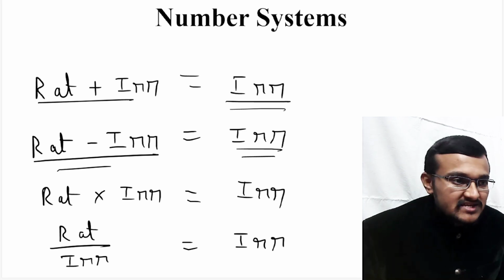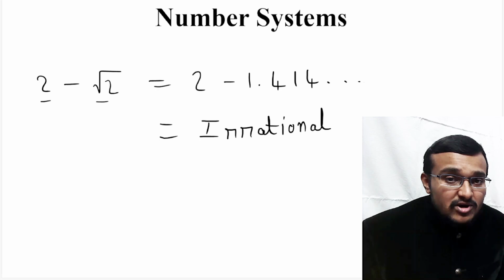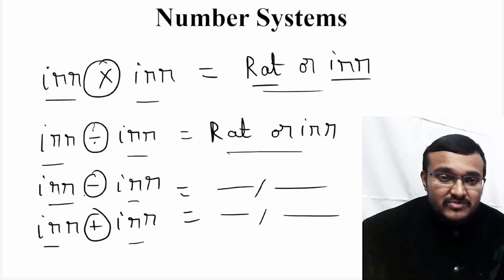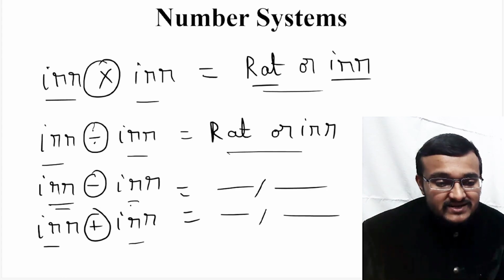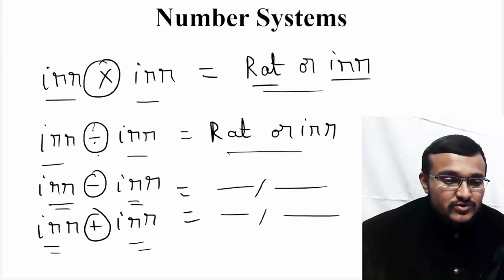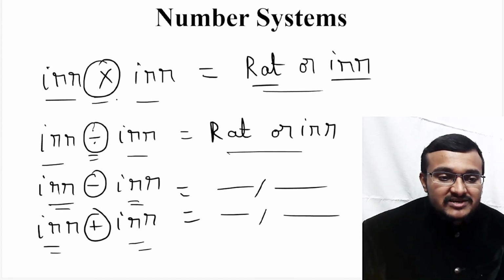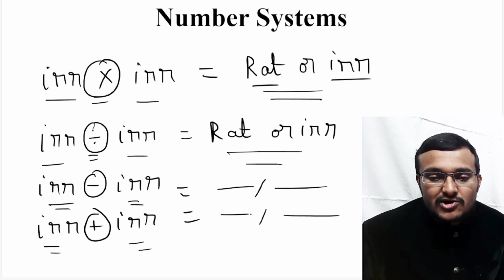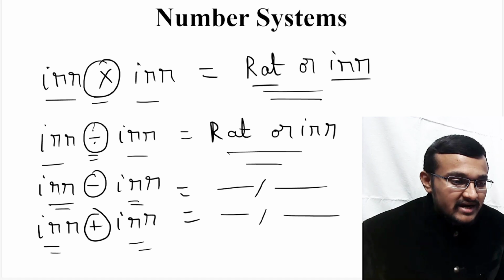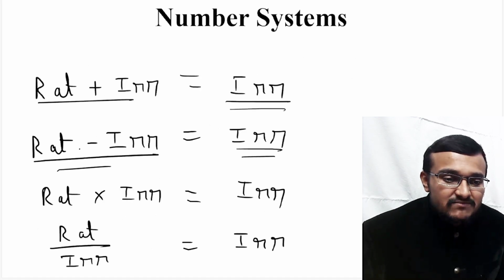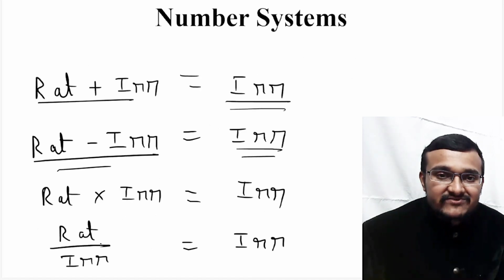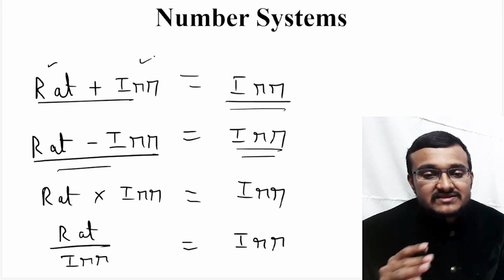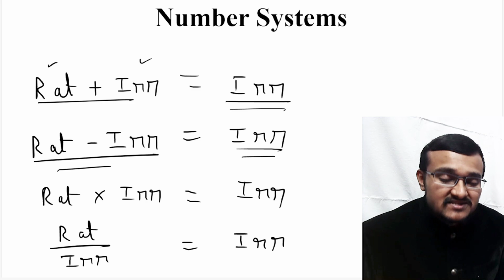See, in the previous case, when I discussed the difference or sum between two irrational numbers, or division or multiplication between two irrational numbers, the result might be either a rational number or an irrational number in all these cases. But whenever you are doing sum, difference, product and division between a rational number and an irrational number, then you will always get an irrational number only.